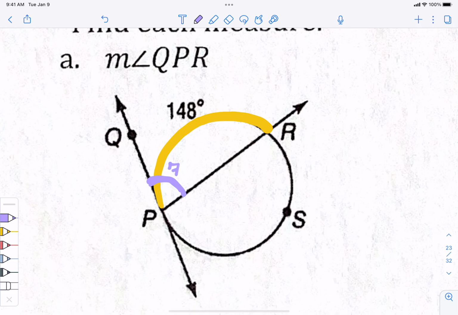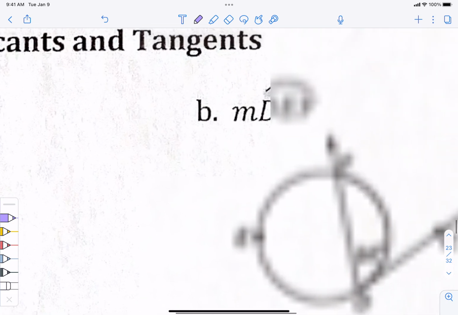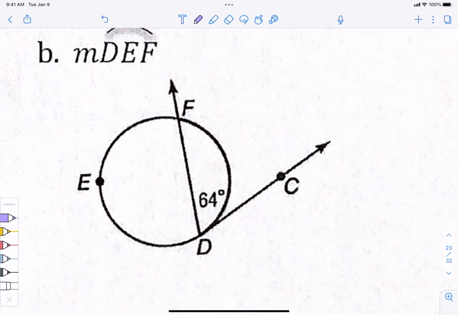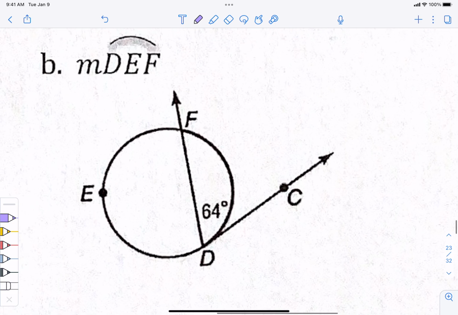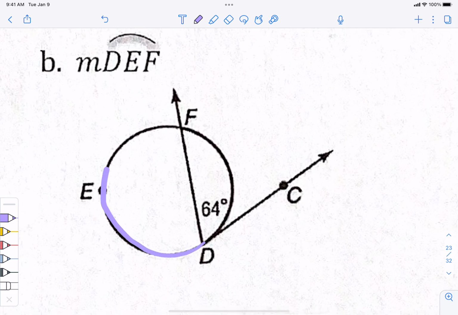74. We just divide by 2, right? 74 degrees. Not too bad. Okay. To part B. Part B is saying find the measure of DEF. DEF is this backside right here. Okay, now 64 is this angle right there, right?